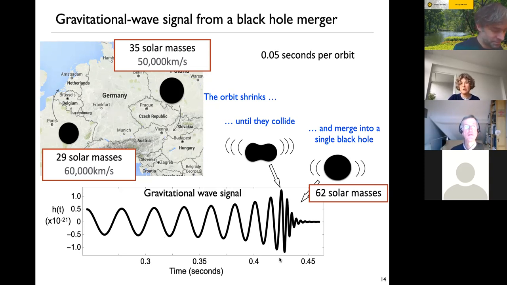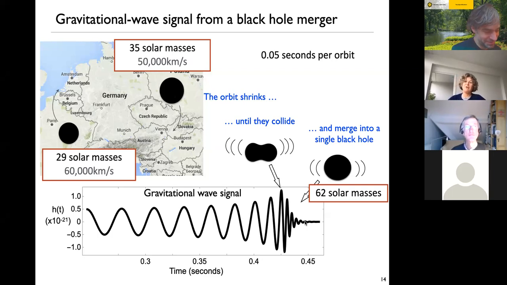And they merge into a single black hole, which is initially perturbed. So after this peak in the gravitational waves, there are still some oscillations from the final black hole, but eventually it settles down into some equilibrium state, at which point there are no further gravitational waves produced. And we no longer have a way to observe this particular black hole.